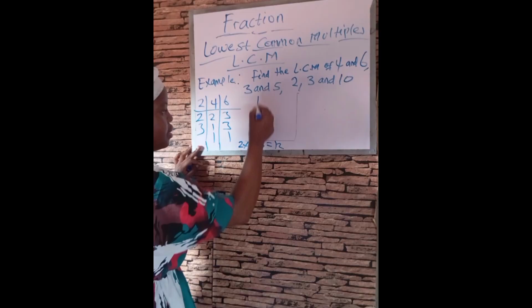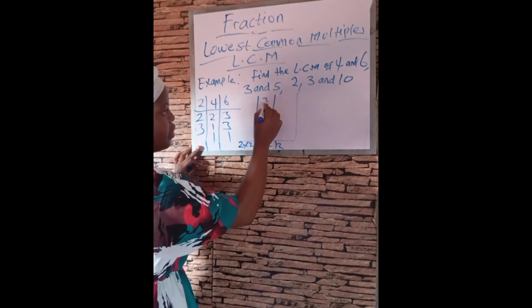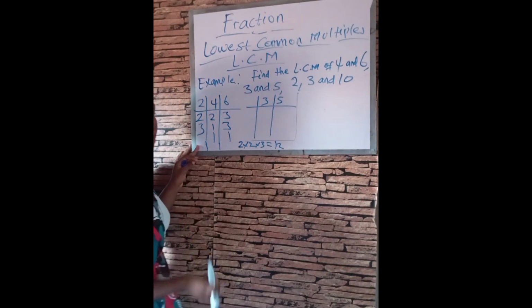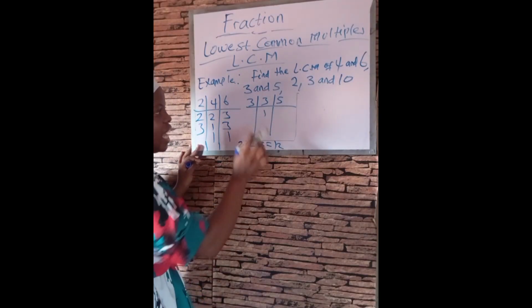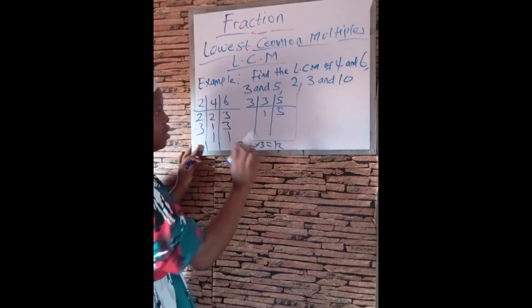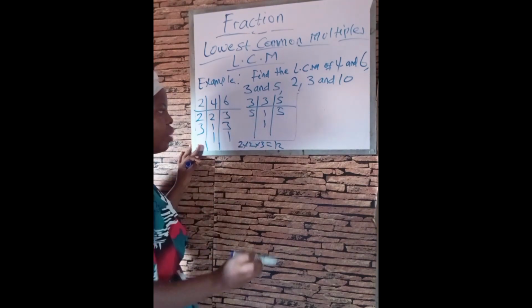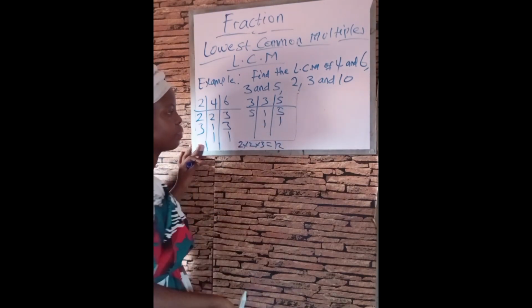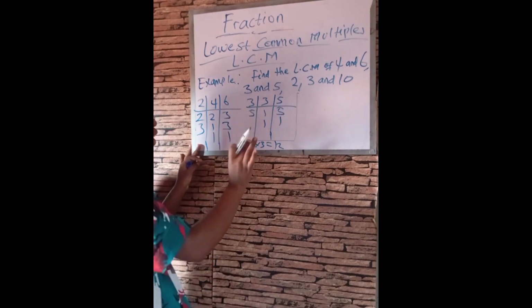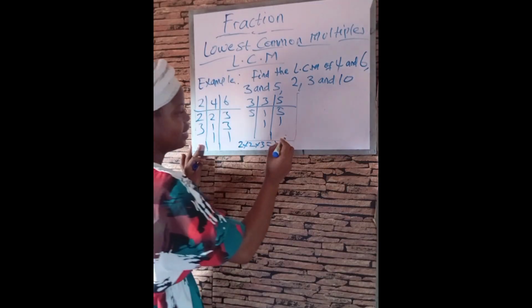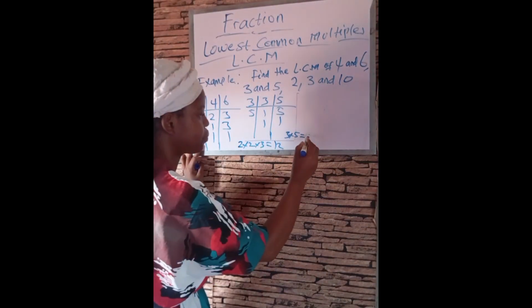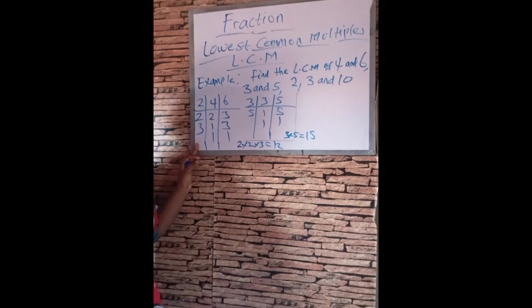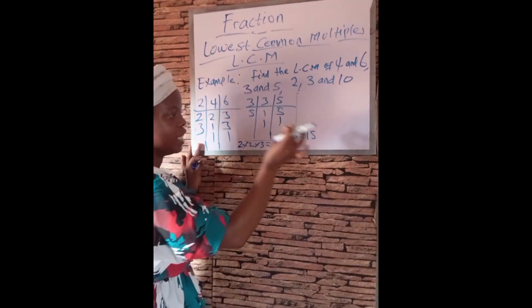So for the second one, which is 3 and 5. The first number that can go straight is 3. 3 divided by 3 will give you 1. 3 cannot go into 5, so just leave it like that. So the next number is 5. 5 divided by 5 will give you 1 as well. So to get the LCM now, you multiply these together. 3 times 5 will give us what? That will give us 15. So the LCM of 3 and 5 is 15.